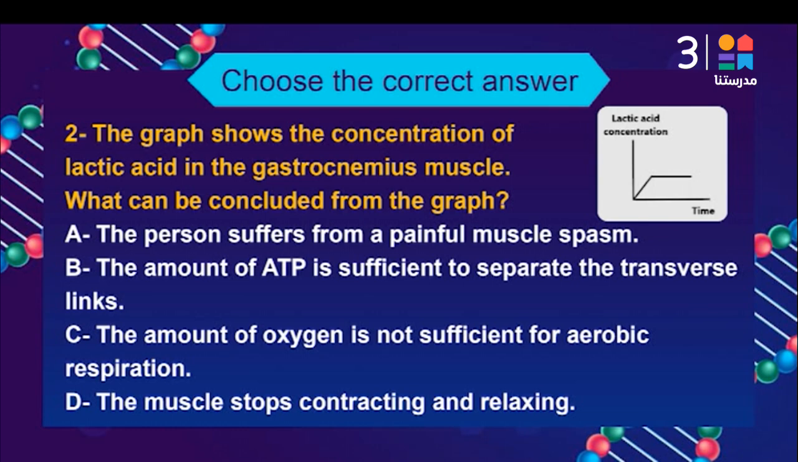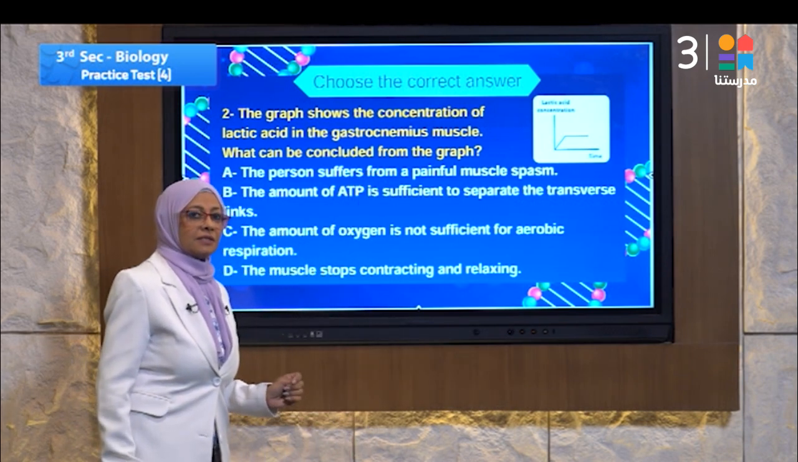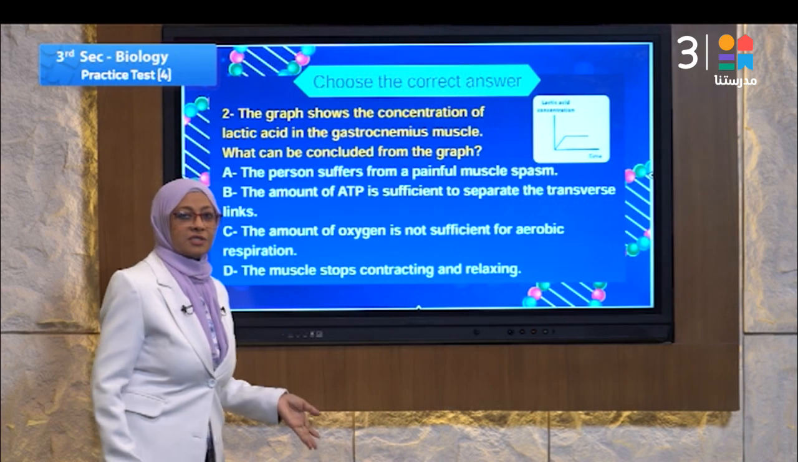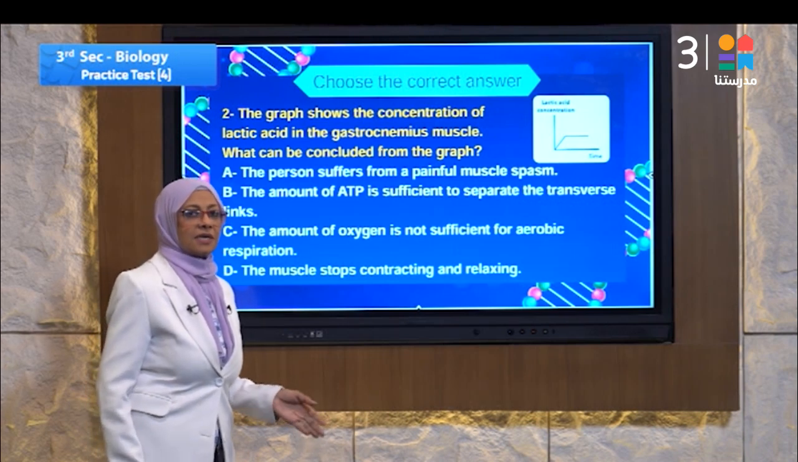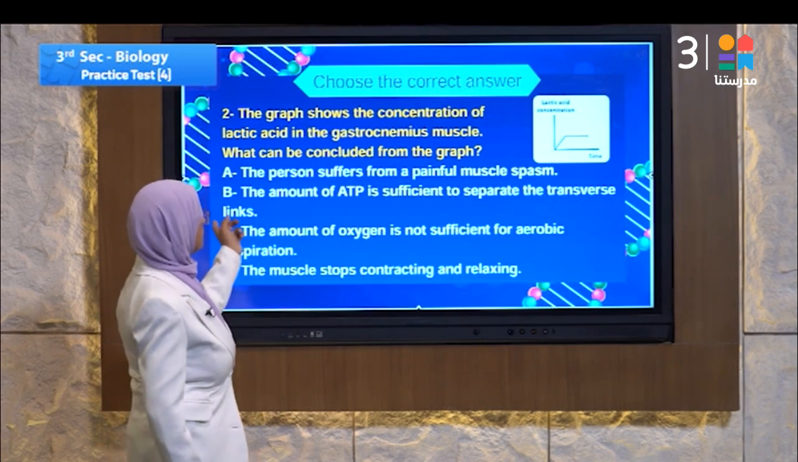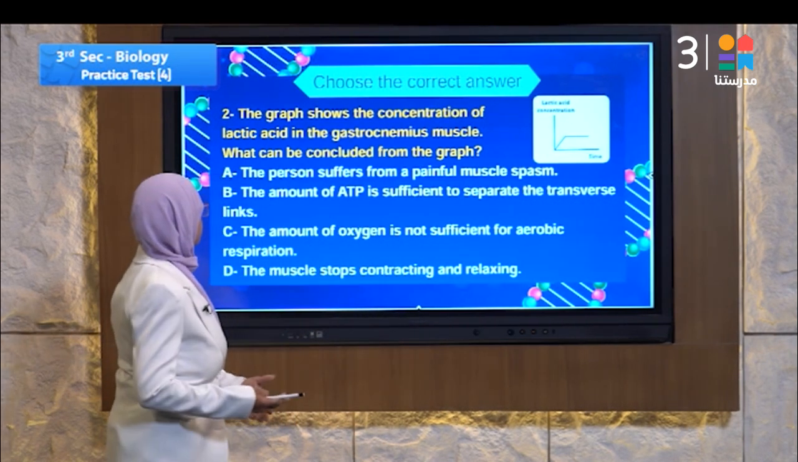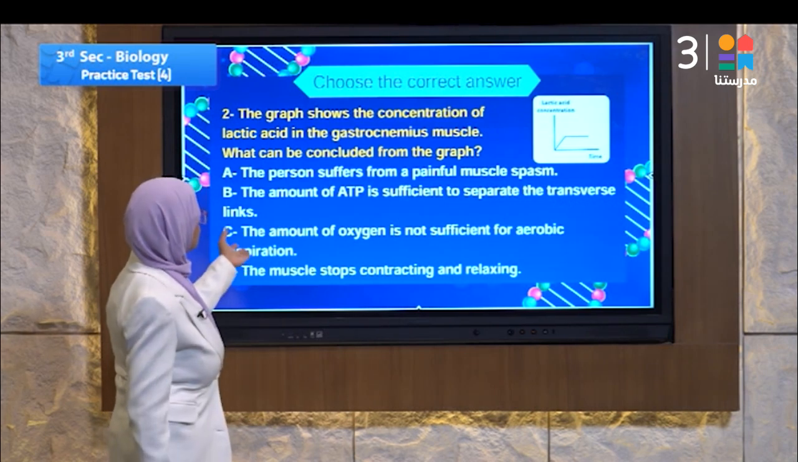Question number 2, the graph shows the concentration of lactic acid in the gastrocnemius muscles. What can be concluded from the graph? Where are the gastrocnemius muscles? They are inside the digestive canals. That's the muscles inside the digestive canal. So lactic acid increases in the muscles of the digestive canals as time passes. Let's read the choices and choose one of them.